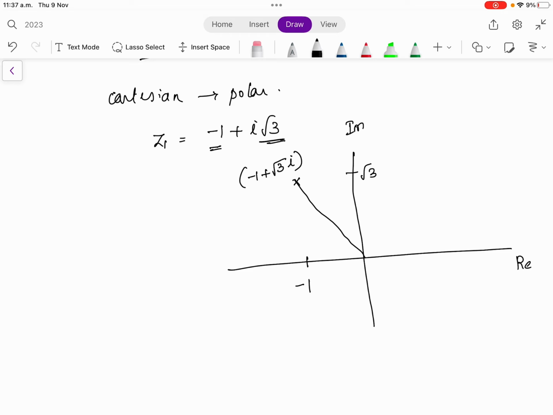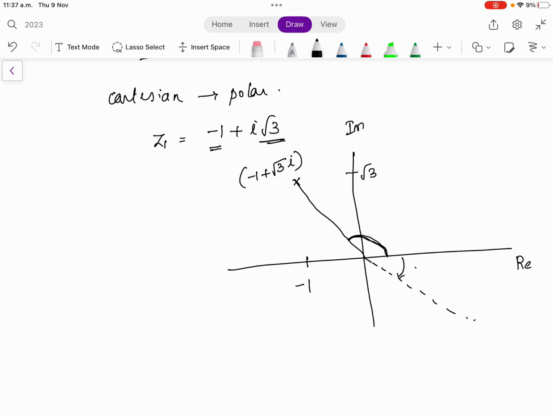Now we know that this is the angle which we have to find out. Also I would like to extend this line here, because whenever we work on the values of the polar form, we might get negative values.